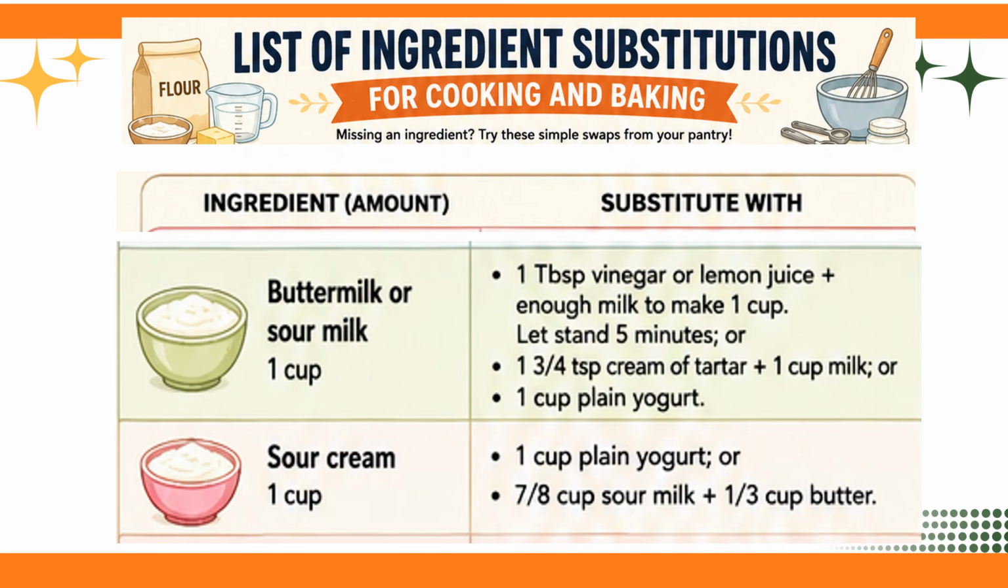Buttermilk or sour milk, 1 cup. Substitute with 1 tablespoon vinegar or lemon juice plus enough milk to make 1 cup. Let stand 5 minutes. Or 1 3/4 teaspoons cream of tartar plus 1 cup milk, or 1 cup plain yogurt. Sour cream, 1 cup. Substitute with 1 cup plain yogurt, or 7/8 cup sour milk plus 1/3 cup butter.